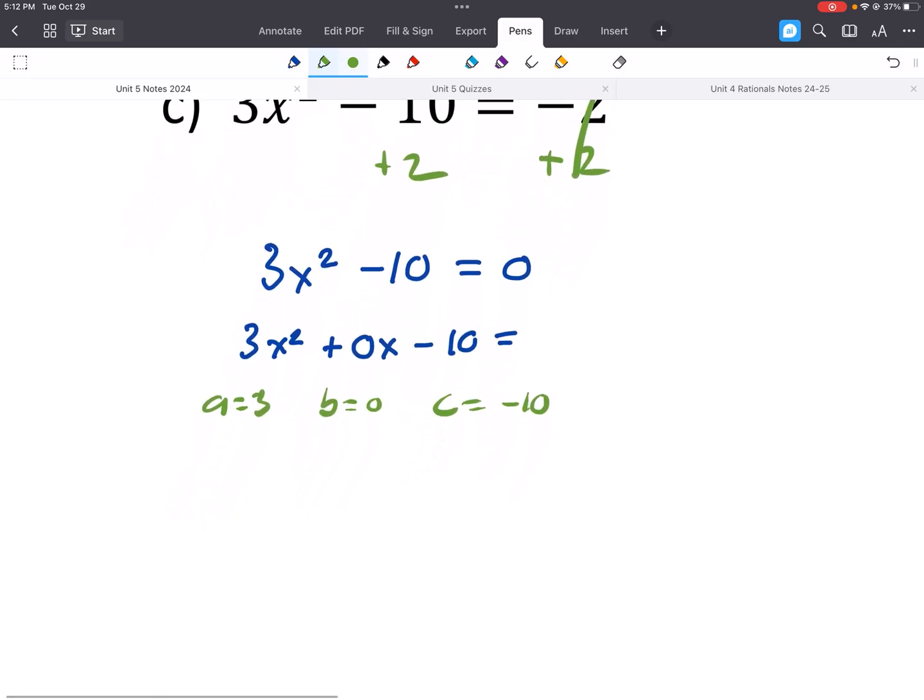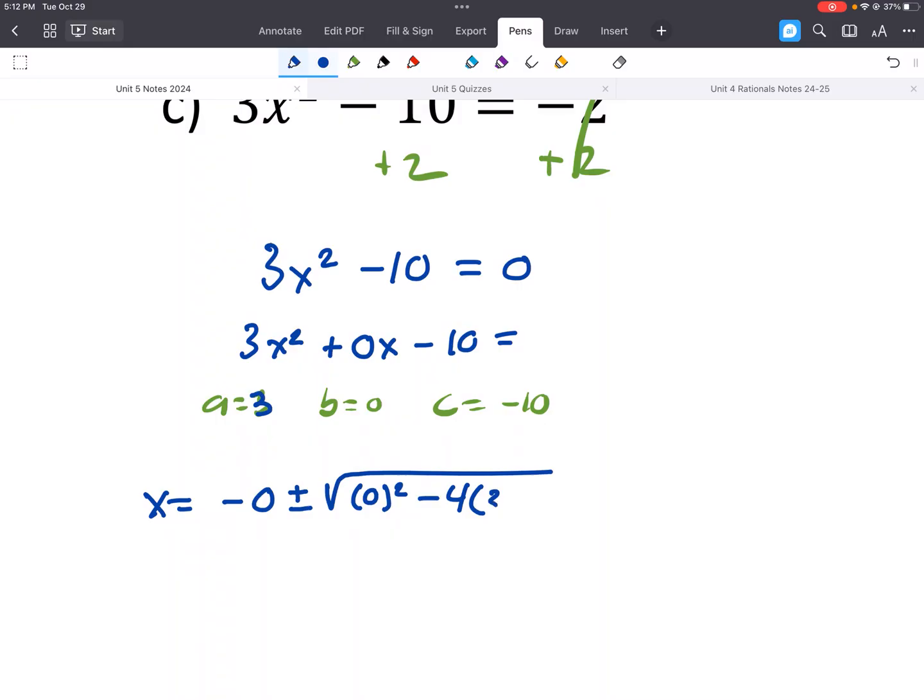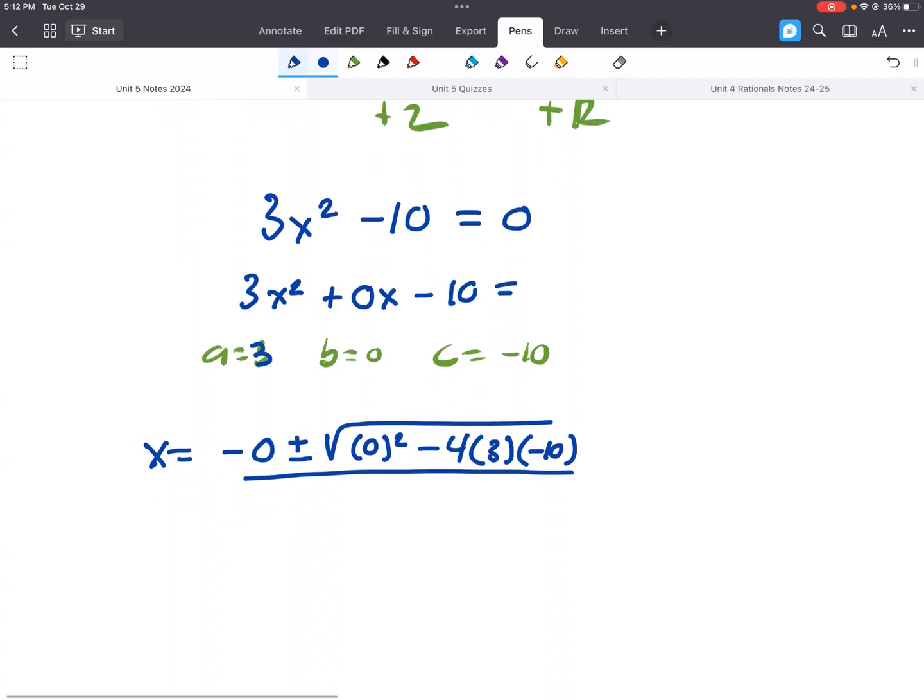So we'll plug it all into the quadratic formula. Sorry, that is a 3. So x equals negative b, which is 0, plus or minus the square root of 0 squared minus 4ac, so that's 3 and negative 10. But you never knew that in math that you'd be a singer. Okay, all over 2a, that was bad. All over 2a, that's better.